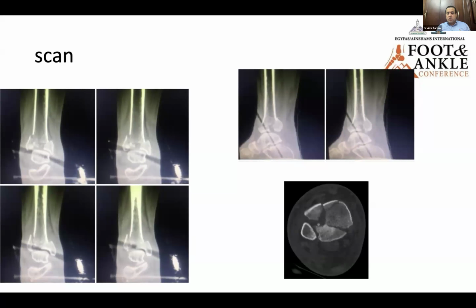So what is the sequence of fixation? If I am putting now my preoperative plan, what is the sequence of fixation of these 3 columns?